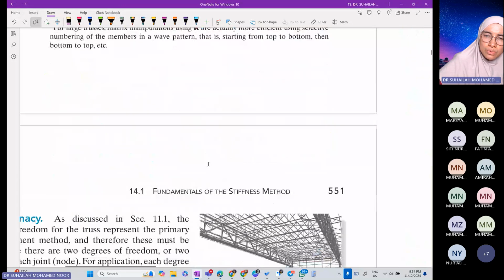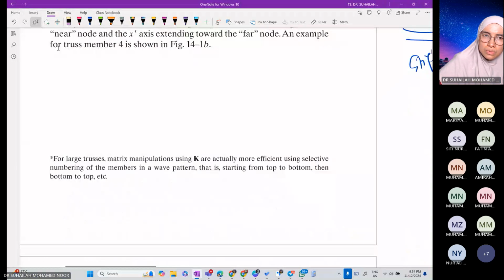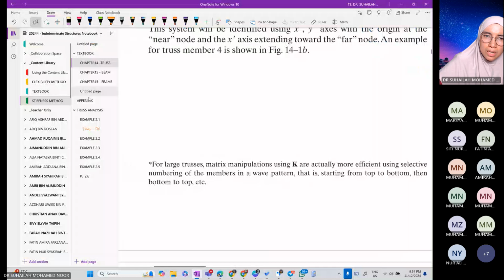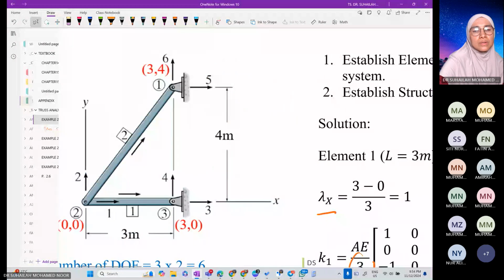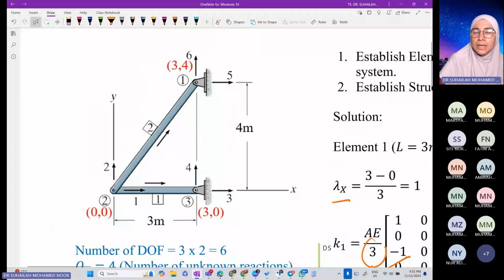Okay, ini. Ya, mana diagram tu? Diagram ni lah. Diagram ni. Okay, this is a truss. Tadi dia sebut node dalam circle. Node dalam circle, ini dia. Node number kita tulis in circle, dalam bulatan.